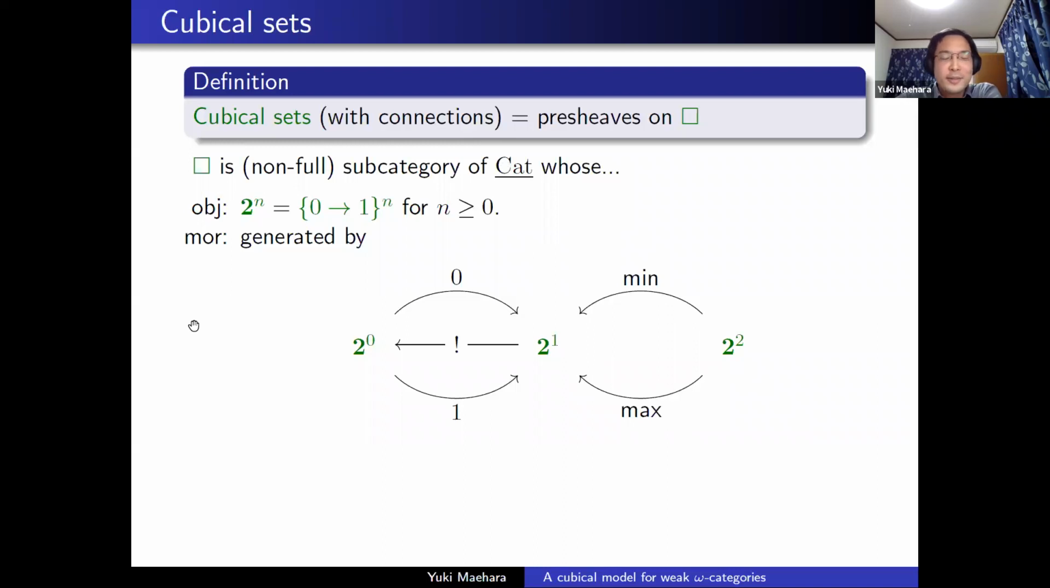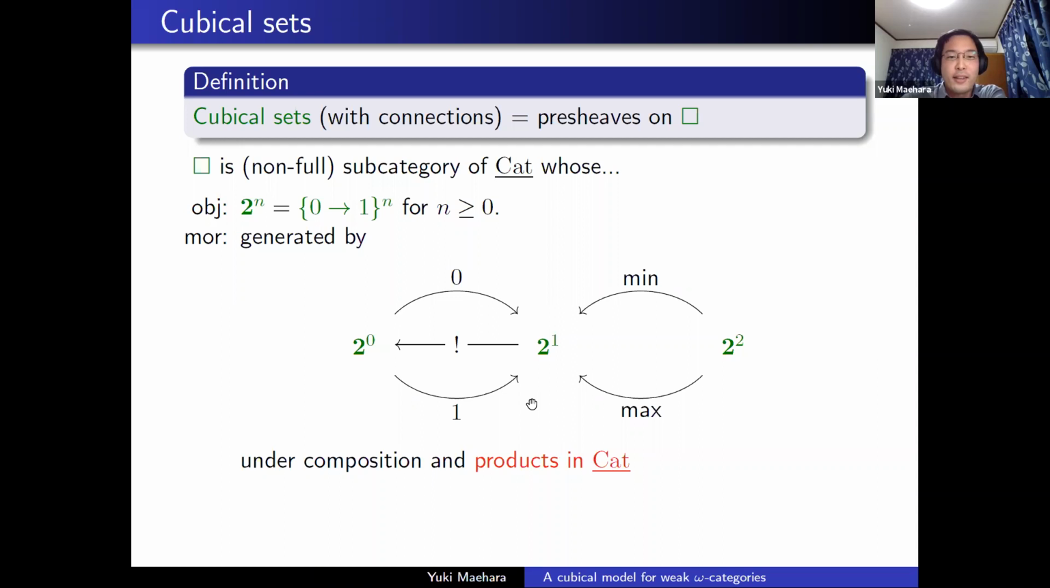Yeah, anyway, it's not terribly important exactly what these maps are for this talk. But what is important is: generated under what? Well, we want a category, so we have to close this set under composition, but we also close it under taking products in Cat.